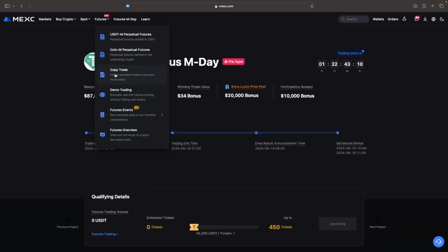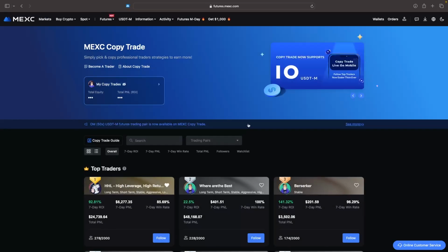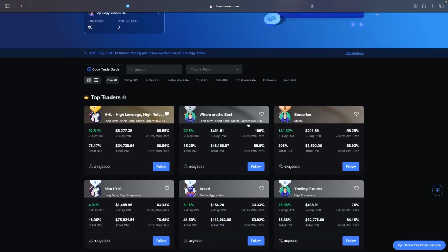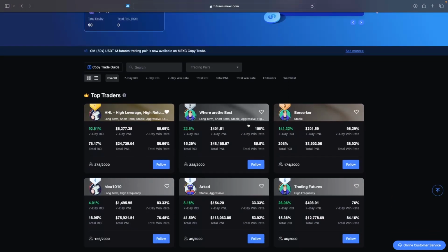Within futures, we also have the copy trading area right here. This is basically where you can find traders that you want to shadow and copy. And it's basically going to shadow them. When they buy, your account will buy as well. When they sell, your account will sell as well. And if they are a profitable trader, then you will make a lot of money.